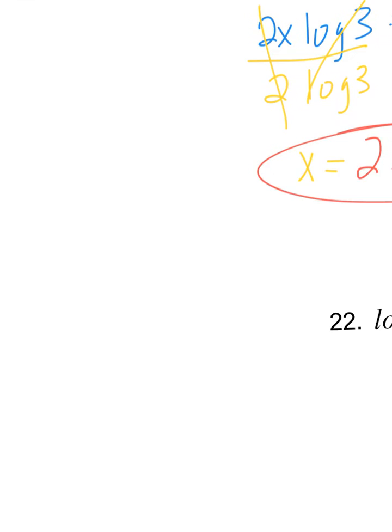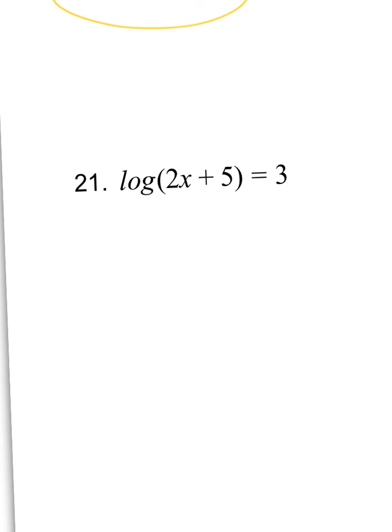Okay, next one, 21. This one's already got log in it. It doesn't give me a base for that log, but I know when it doesn't have a base, we know it's assumed to be 10. So I can simplify this by re-expressing 10 to the exponent of 3 equals 2x plus 5.